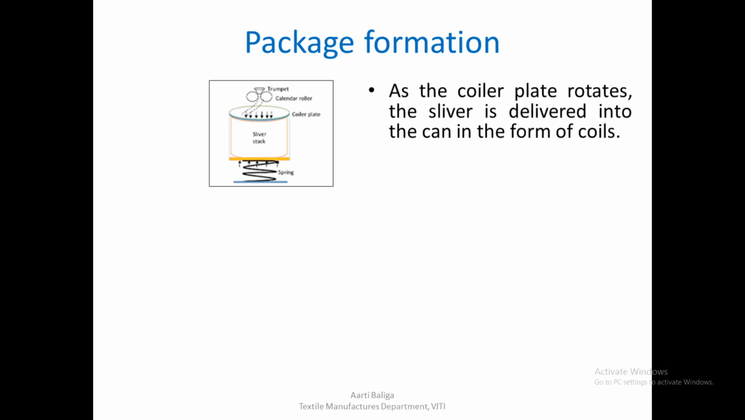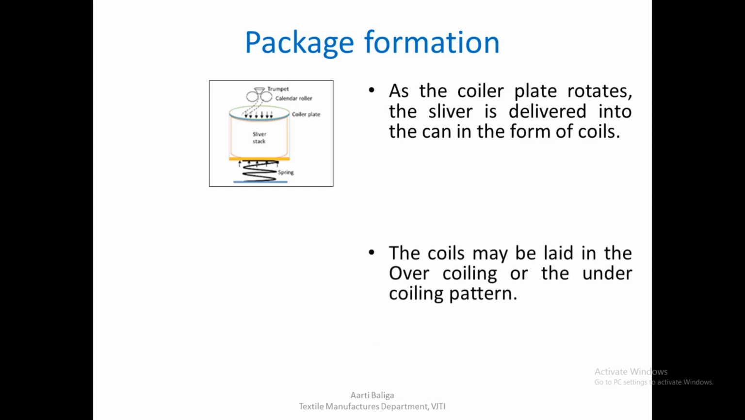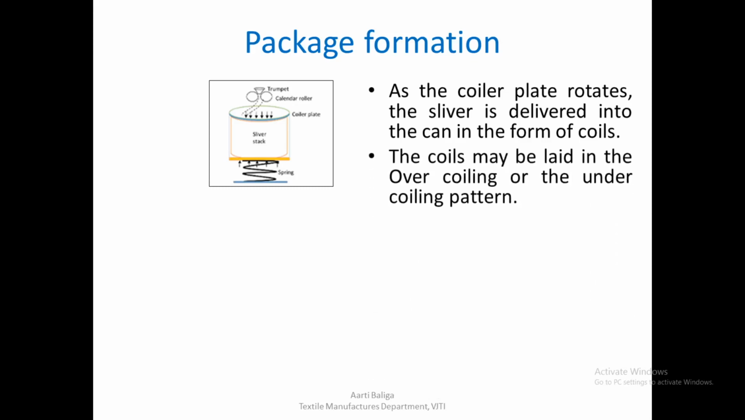As the coiler plate that we saw in the last lecture rotates, the sliver is delivered into the can in the form of coils. The coils may be laid in an overcoiling or undercoiling pattern. There are two kinds of pattern in which any sliver can be laid into a can. So these are the two, overcoiling and undercoiling. You can see the difference.